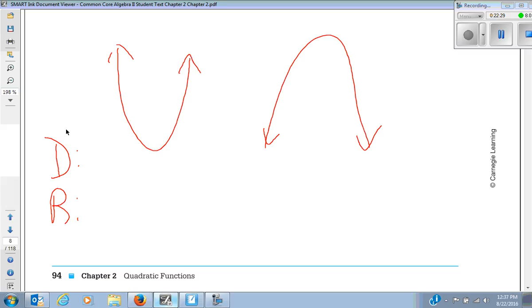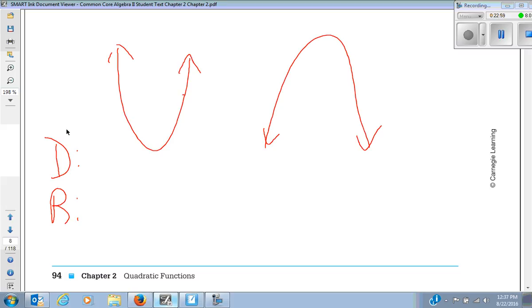If I say domain, it should not be scary. If I ask you for domain, what am I asking you? What is x allowed to be? So if I look at this graph right here, does this ever stop going to the left? Will it eventually get way over here? Sure, it might be like 200 feet in the air. And you might have to graph that thing forever to get to it, but this never stops going to the left. Does it ever stop going to the right?